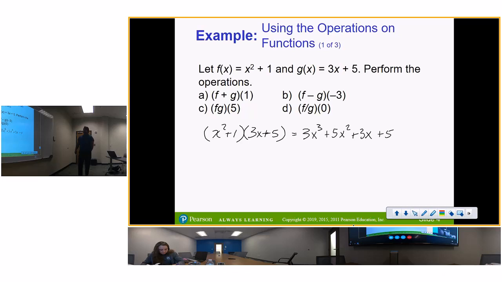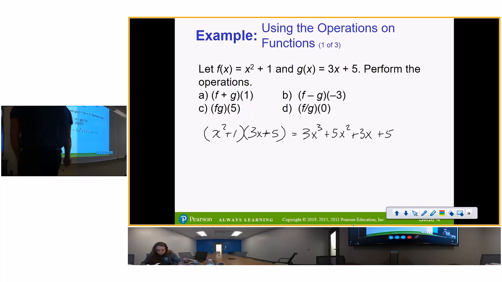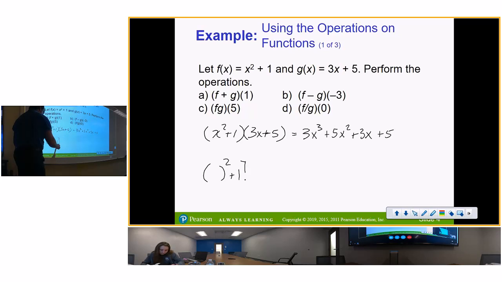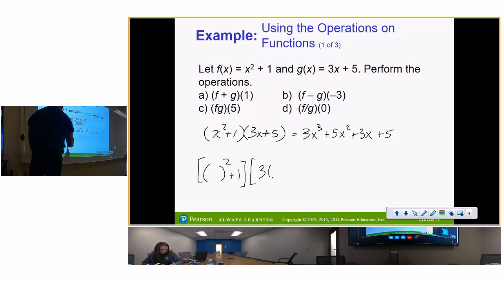And on the bottom, I'm going to take negative or 5 and I'm going to plug it in. So parentheses squared plus 1 times 3 times parentheses. Oops.